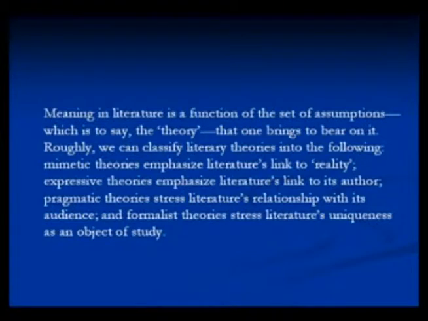Meaning in literature is a function of the set of assumptions, which is to say the theory that one brings to bear on it. Roughly, we can classify literary theories into the following. Mimetic theories emphasize literature's link to reality. Expressive theories emphasize literature's link to its author. Pragmatic theories stress literature's relationship with its audience. And formalist theories stress literature's uniqueness as an object of study.